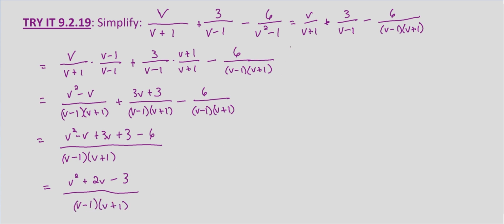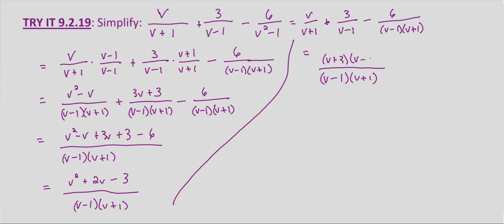And now I'm going to go ahead and draw a line here and bring this next step up here. We have v squared plus 2v minus 3, and we know it's over v minus 1 times v plus 1, so I'm going to write that down. And now we want to know, does v squared plus 2v minus 3 factor? If we have minus 3, what multiplies to negative 3 that adds to 2? Well, that would be positive 3 and negative 1. So v plus 3 times v minus 1.